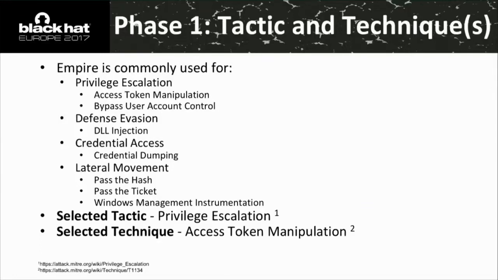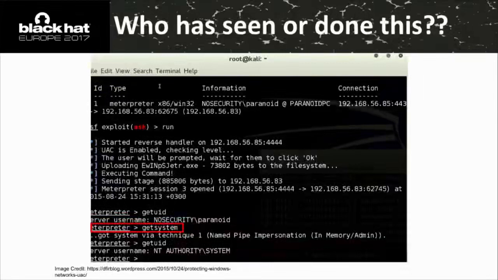The reason we focused on it is, who here has done something like this, or seen this? The very first command, everybody's first interpreter command, is getsystem, right? What getsystem does is steal the system token and apply it to your current process so that you can execute as if you're in the system user context. That is an example of access token manipulation, and because of that, we decided that we wanted to focus on it.